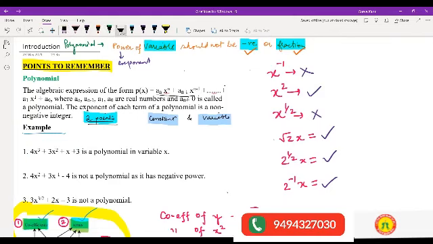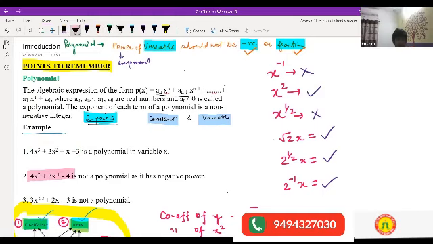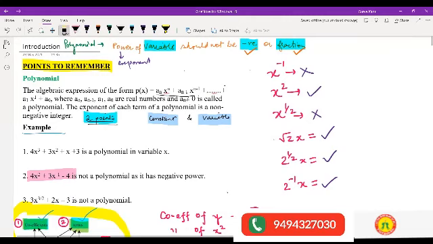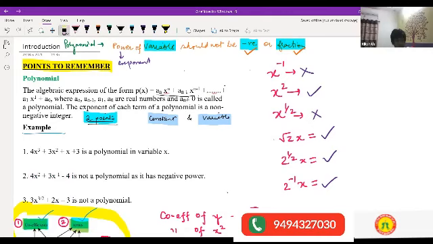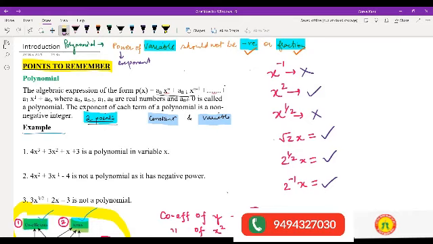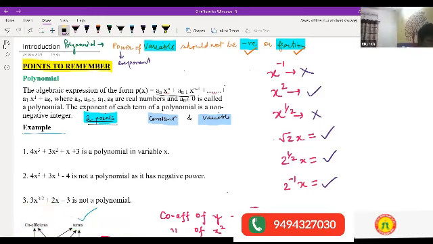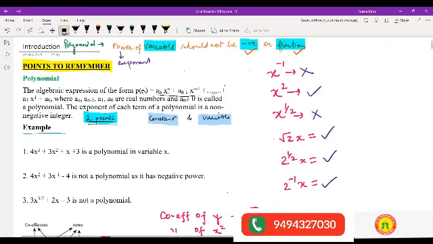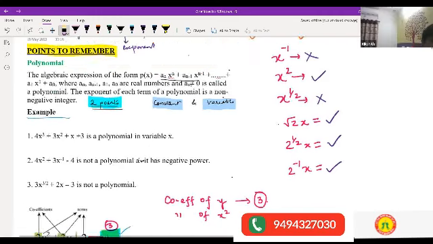Next one, see, is it a polynomial? The second one, sir, no, sir, because your variable power is negative. The third one is also not, because the variable has a fractional power. Yes. The third one, sir, yes. So all three things are cleared now. Yes, sir. I'll move further then.